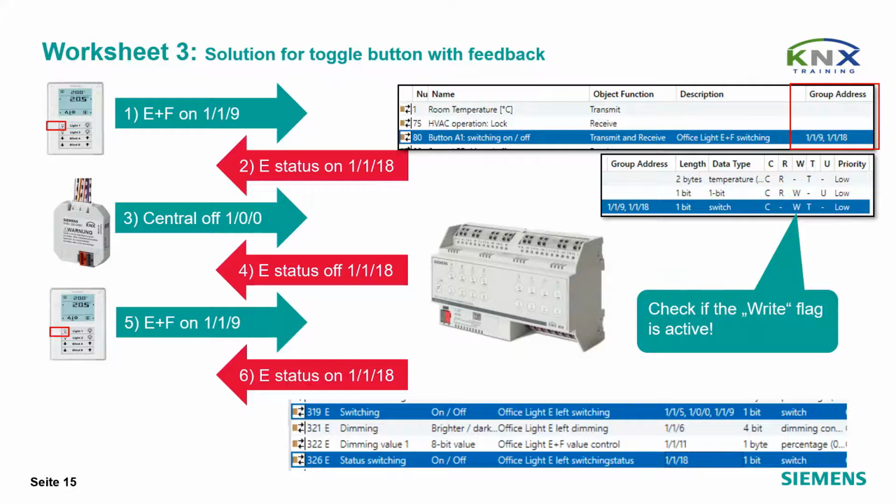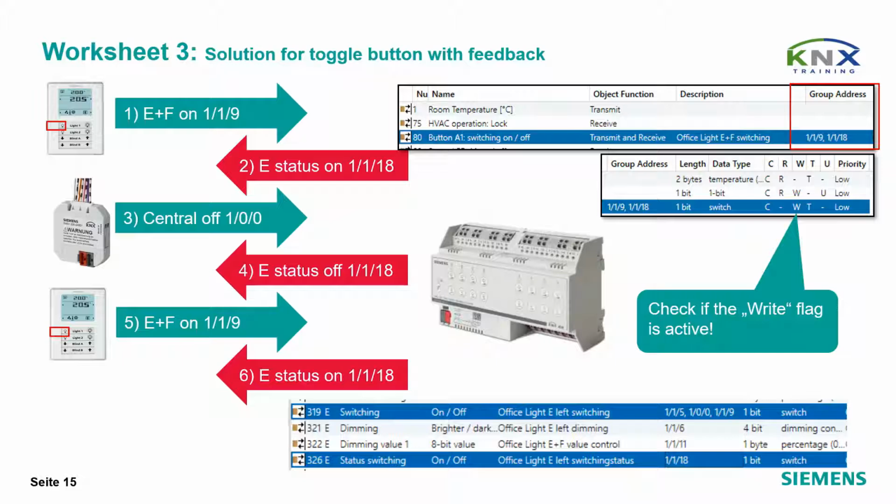Solution for toggle button with feedback. A toggle button will always send the inverted status of its output object for switching. But if you link this object just to one group address, the button will not receive changes from the actuator if this actuator is controlled by further group addresses. The result is, if you turn the light on by the toggle button, but off by the push button interface for central off, the next operation of the toggle button would also send the off and nothing would happen, as the light is already off.